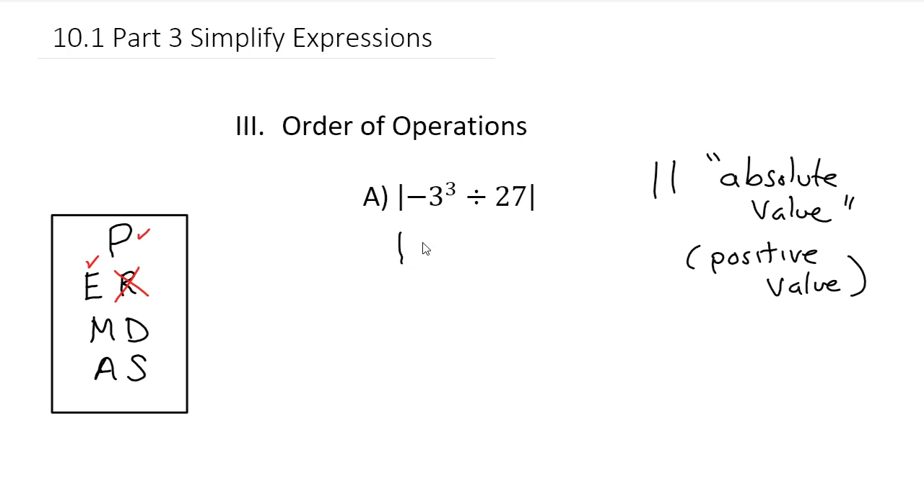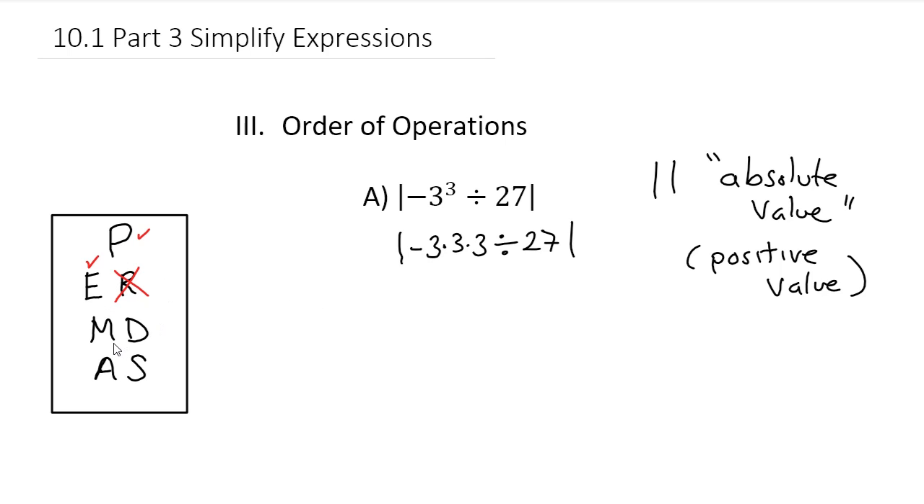So absolute value of negative 3 cubed. So this means negative 3 needs to be repeated as a factor 3 times. So negative 3 times 3 times 3. And then after that, I need to go ahead and divide by 27. Okay, so I took care of the exponent.